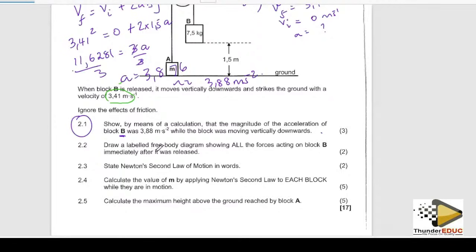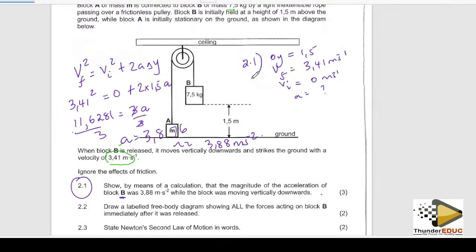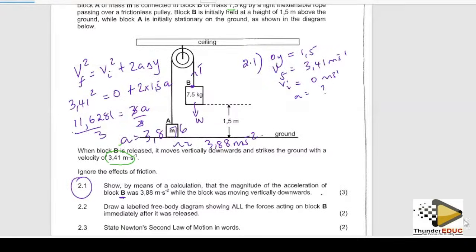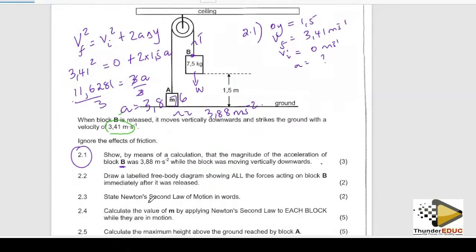Then when I look at question 2.2, they're asking me to draw a labeled free body diagram showing all the forces that are acting on B. So when you look at B, there's just weight that is acting downwards, and then there's tension force that is within the rope. Okay, so my free body diagram would be just tension, and then we're saying this is the weight. That is just enough. And then 2.3, can we state Newton's second law of motion in words?